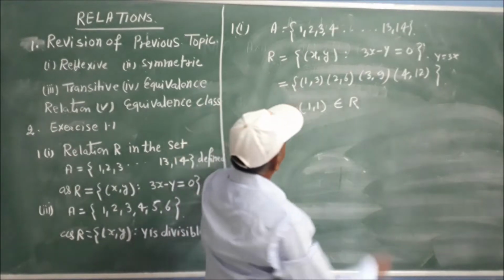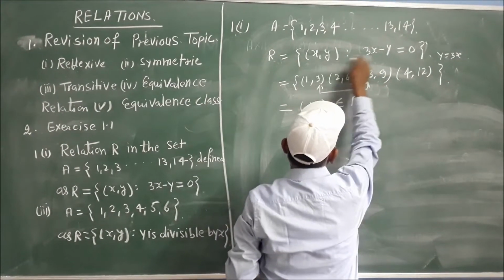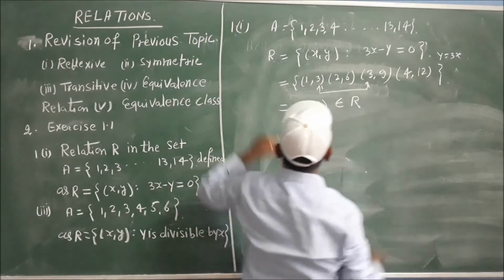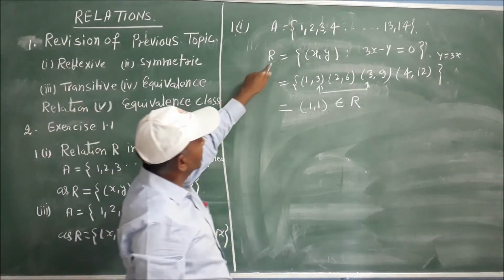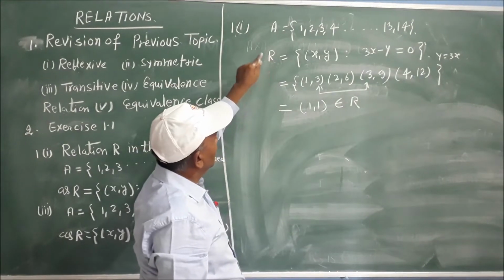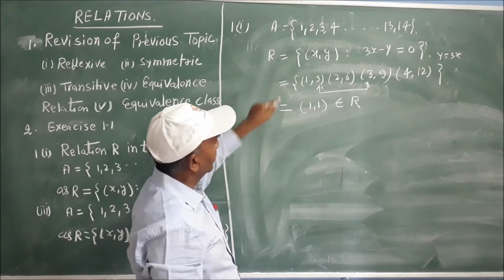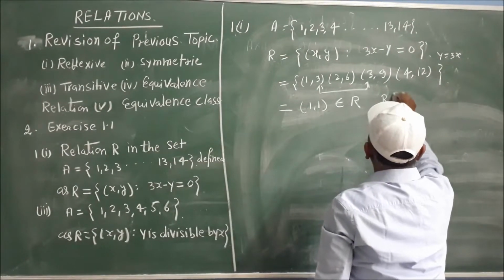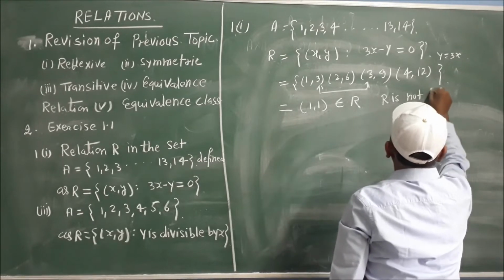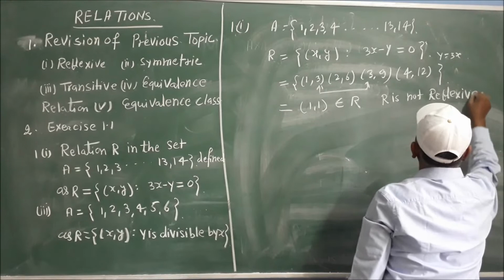Again (1,3), and here this second term is related to this. So here (1,9) is not here. That means this relation is not transitive. So you can say this is a relation R which is neither reflexive nor symmetric nor transitive. So you can say here, R is not reflexive. R is not reflexive.